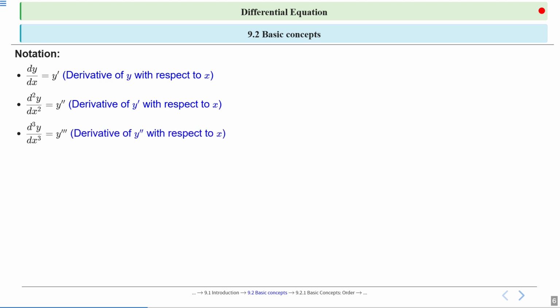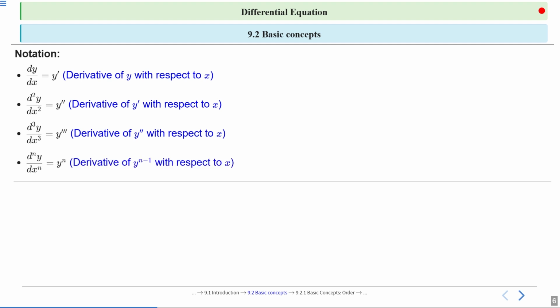Similarly, when we differentiate y double dash with respect to x, we get d3y by dx3, that is y triple dash, the derivative of y double dash with respect to x. In a similar way, when we differentiate y n times, that is, differentiate the (n minus 1)th derivative of y with respect to x, we get dny by dxn, that is y to the power n. That is just a notation, how we denote terms involving differentiation with respect to the independent variable in an equation.